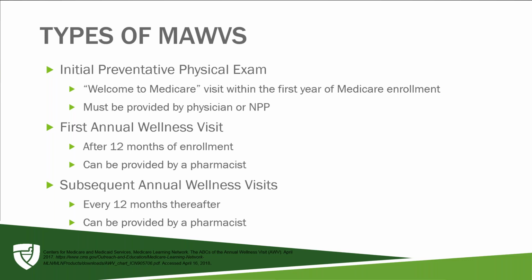However, all of the AWVs after that that patient might receive can be given by a pharmacist. And that would include the first annual wellness visit, and that would be anytime after the initial 12 months of enrollment to Medicare, as well as subsequent annual wellness visits. And a patient would qualify for that every 12 months thereafter, after that first one. And both of those, as I mentioned, can be provided by a pharmacist.